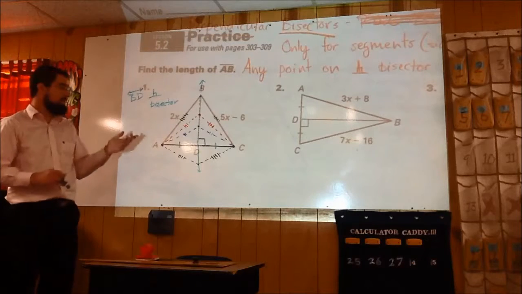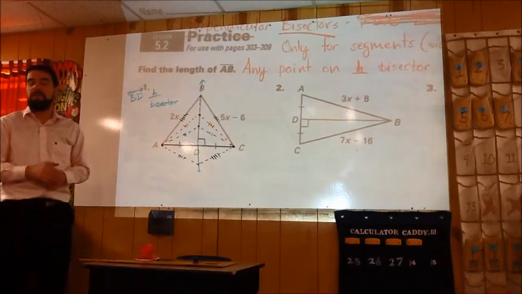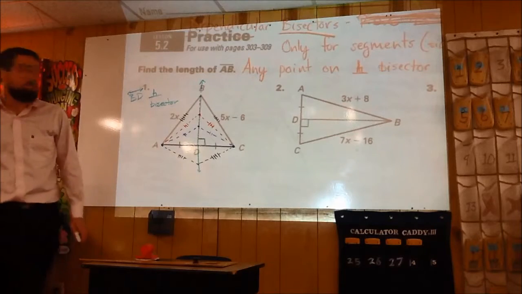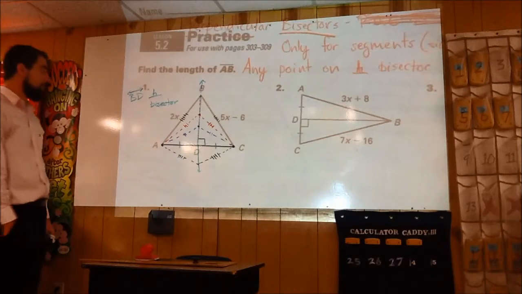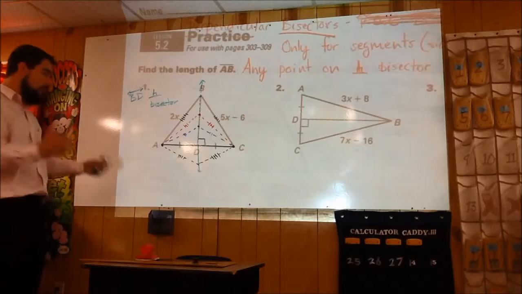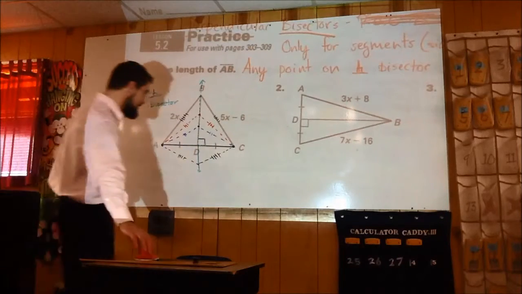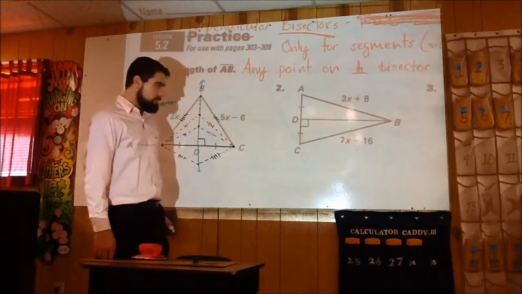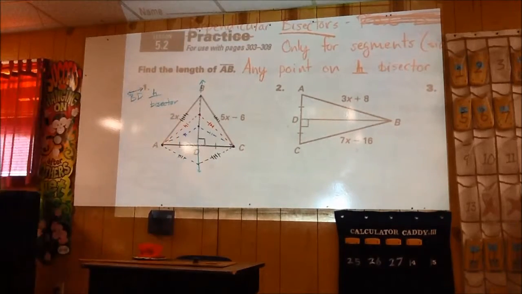Okay? So how would I solve for x? What equation would I set up? 2x equals 5x minus 6. Set the two expressions equal to one another. Okay? So this is just one segment, this is just one perpendicular bisector. And so that's how you will do number 2. That's also how you'll do number 3 as well.